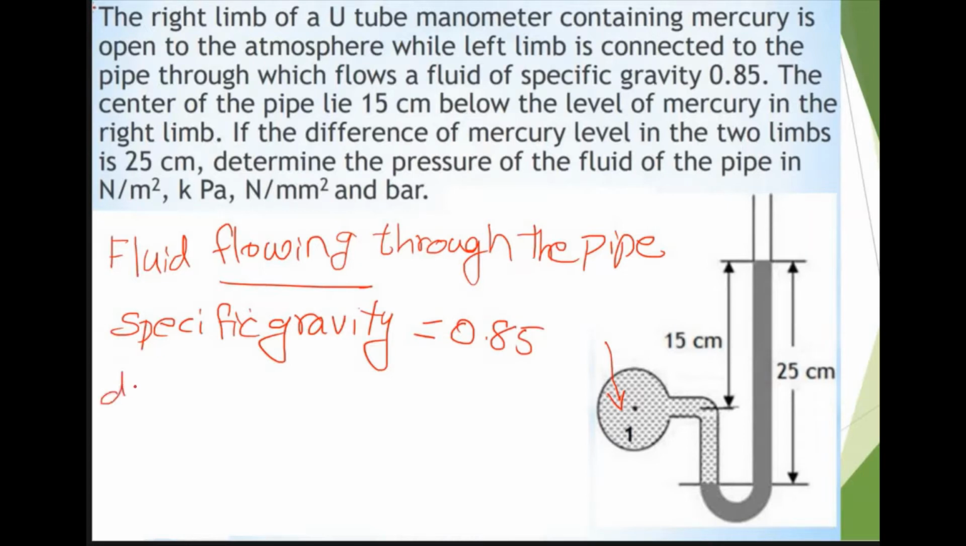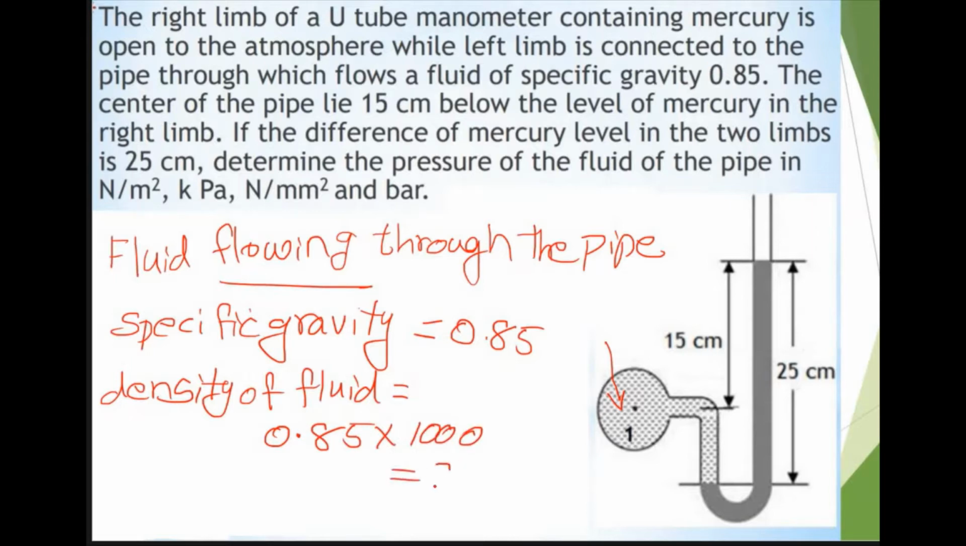So we can find the density of the fluid. The density of the fluid is determined by multiplying the specific gravity of the fluid with the density of water. So you will get it as 850 kilogram per meter cube. So 850 kilogram per meter cube is the density of the fluid.